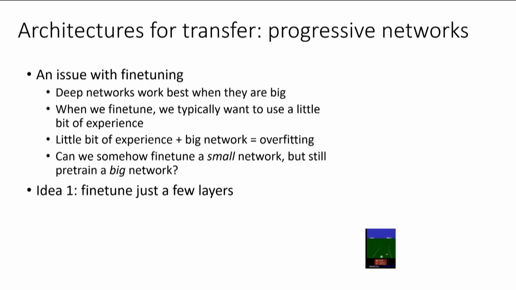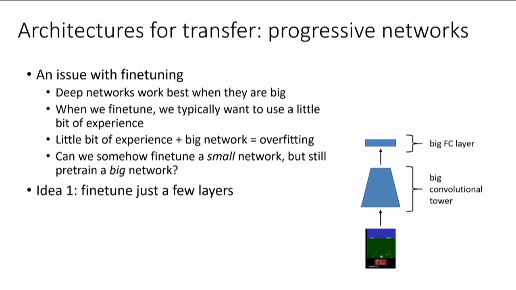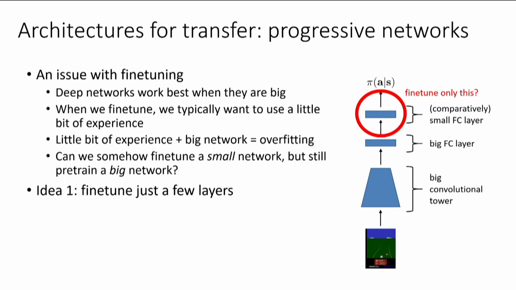So if you're playing Enduro, let's say, you have your big convolutional network that actually processes the images. Then maybe you have a big fully connected layer, and then maybe you have a small fully connected layer, small relative to the rest of it. So maybe the whole network has perhaps 1 million parameters, but that small layer only has a couple hundred. Then what you could do is you could only fine-tune that layer. That's good, because now the number of parameters is much smaller. What might be a downside of doing that?